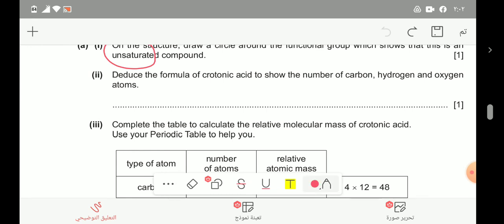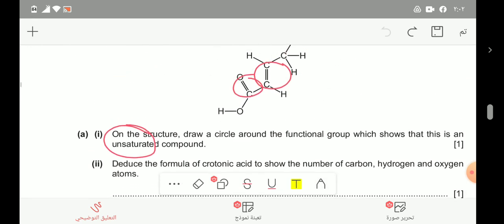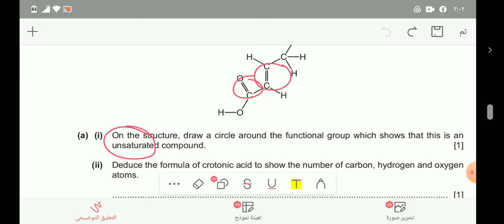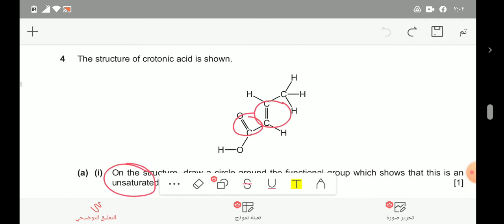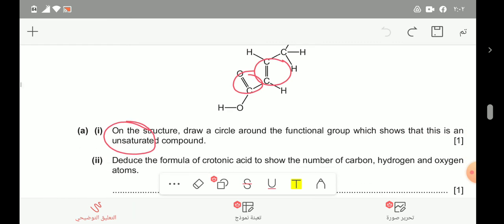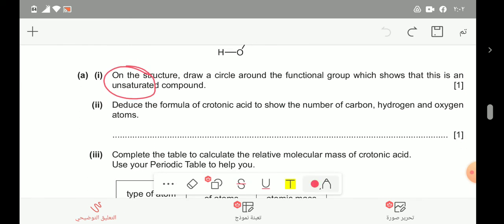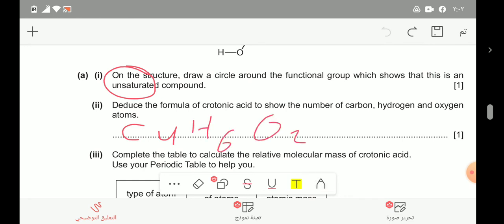Formula: how many carbon? 1, 2, 3, 4, so 4 carbon atoms. How many oxygen? 2. C4. How many hydrogen? 1, 2, 3, 4, 5, 6. So it is C4H6O2. Okay, this is the formula.